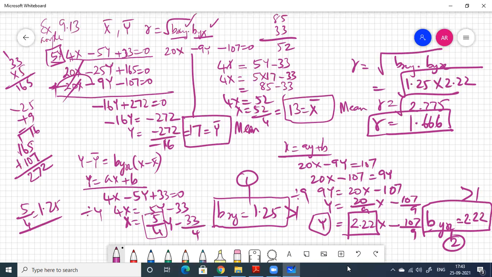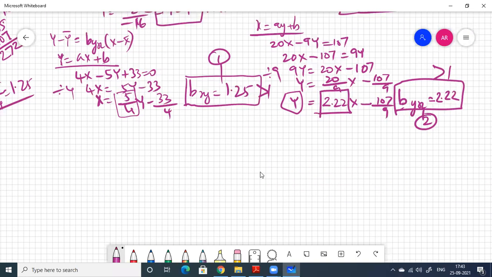Other way means y is equal to ax plus b, you should find the other equation. Okay, so let us do y is equal to ax plus b. Let us do the other type of equation. Bring in the other equation. Okay, that is 20x minus 9y minus 107 equal to 0. Now that you take into y is equal to ax plus b form. Okay, that means 20x minus 107 is equal to 9y.